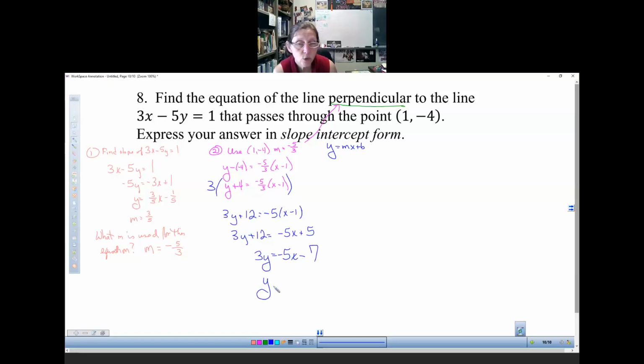And to get it into y is equal to mx plus b form, I have to divide everything by that 3. And so here is my slope-intercept form. Okay. Notice that my -5/3 shows back up. I get rid of that fraction just because the manipulation is easier without the fractions in there, but I end up back with that fraction at the end because I have to have it in slope-intercept form. Questions?